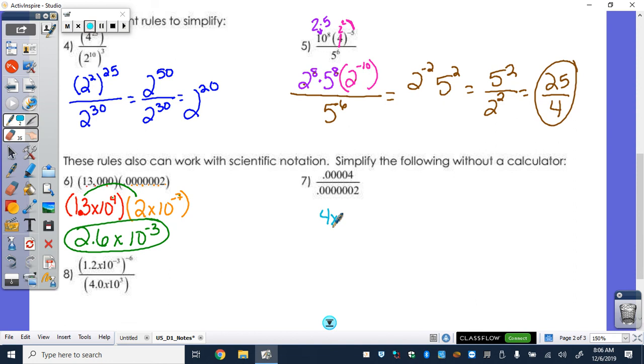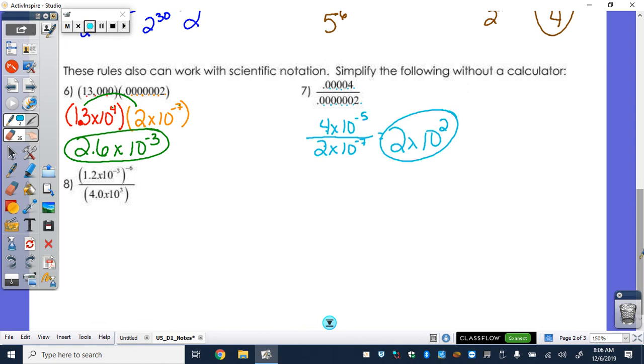So for the next one, this would change into 4 times 10 to the 1, 2, negative 5, over 2 times 10 to the 4, 5, 6, 7, negative 7. So 4 divided by 2 gives me 2. Negative 5 minus negative 7 makes that a positive 2. So 2 times 10 squared. And then our last one here, again, this would have to go to the 1.2, and to that, so 1.2 to the negative 6.